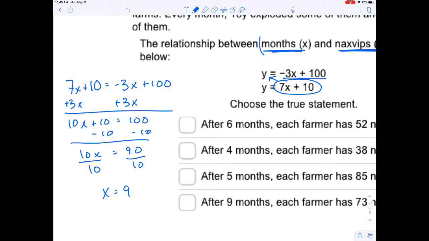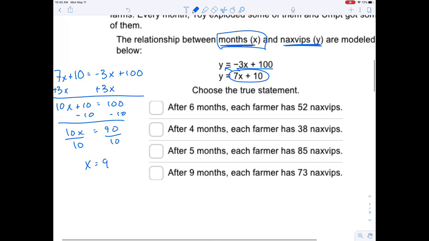And I have x is 9. So my months are 9. So I'm looking for 9 months. And look how this one works out for me. I only have one option that's 9 months. So unless I've done some bad math, this has to be the correct answer.